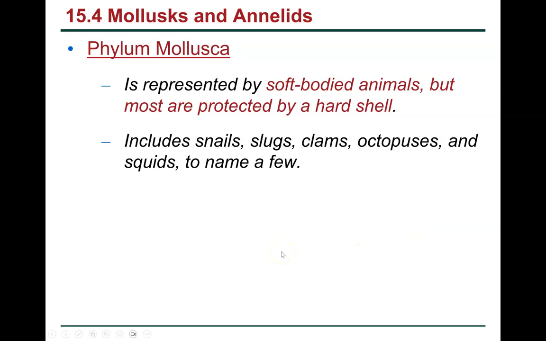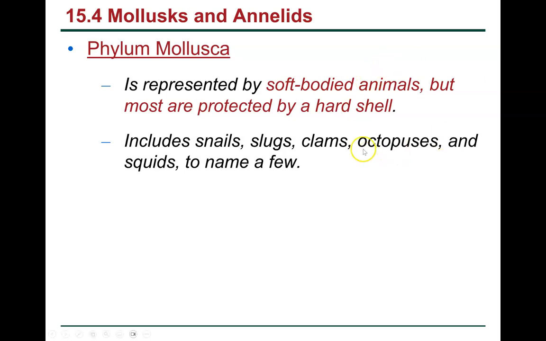All right, moving on. Our next phyla of animals on page 2 of our study guide is the mollusks. These are represented by soft-bodied animals. Most have a hard shell. So that's the characteristic I want you to know for that one. This is going to include snails, slugs, clams, octopi, or octopuses, I don't know, and squids.